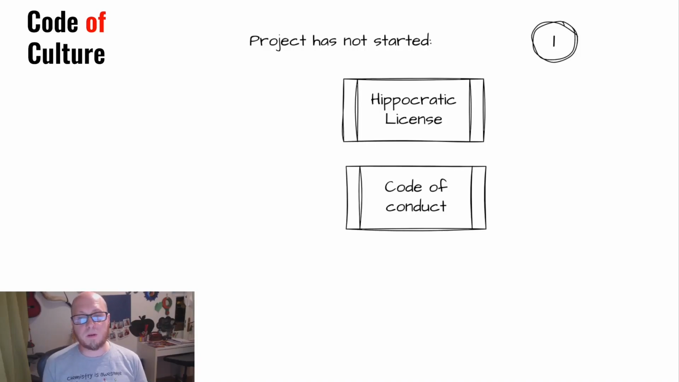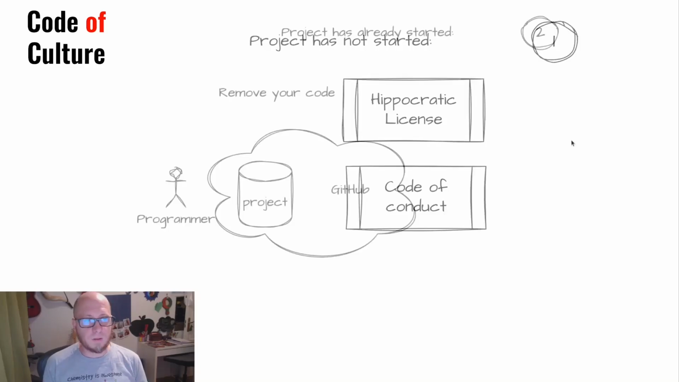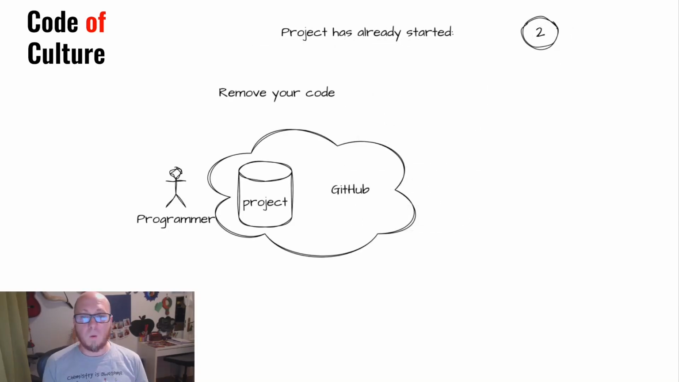But what if the project has already started? Well, this is what happened to Seth Vargo, a software developer who deleted his open source code from online repositories to protest its potential use by the US Immigration and Customs Enforcement. Vargo's code was part of a tool called Chef, which helped to automate server configurations. While Vargo's code was not directly used, he felt that the company's use of Chef in their operations was unethical and went against his personal values.